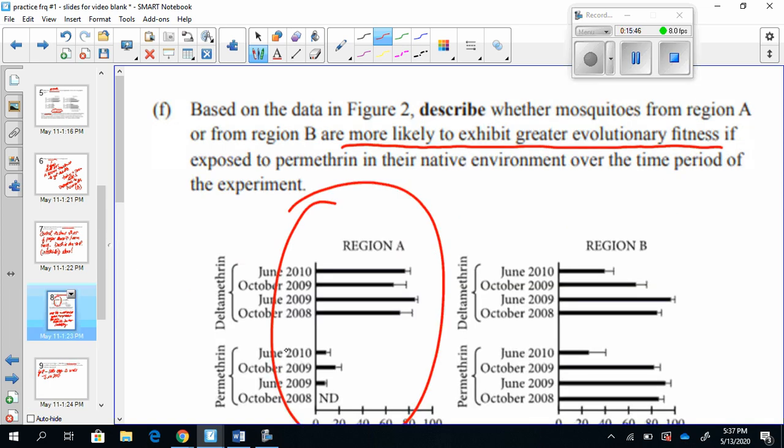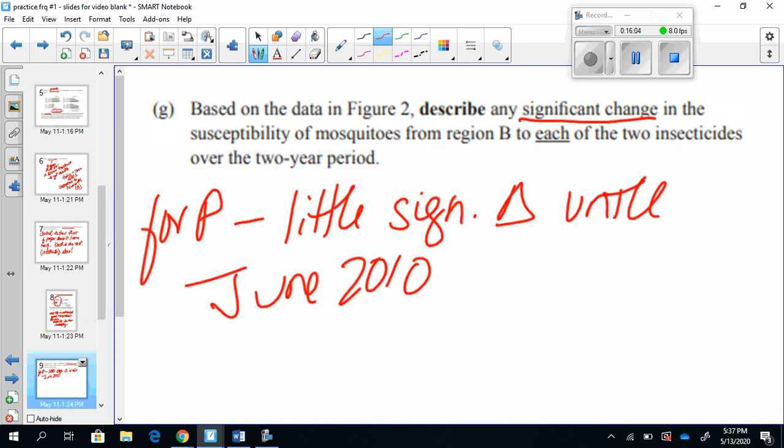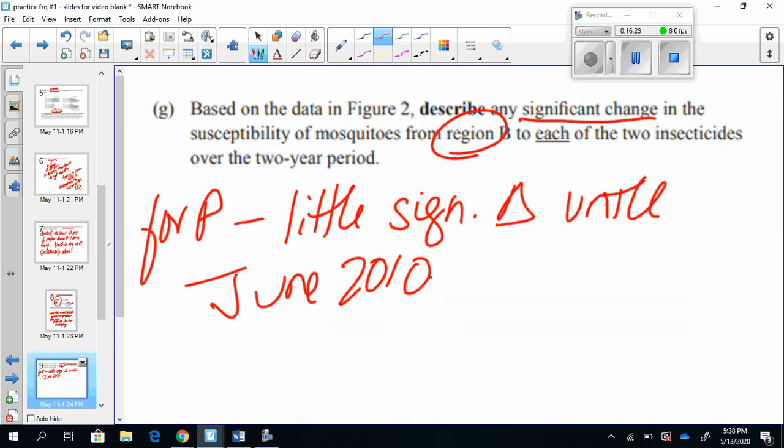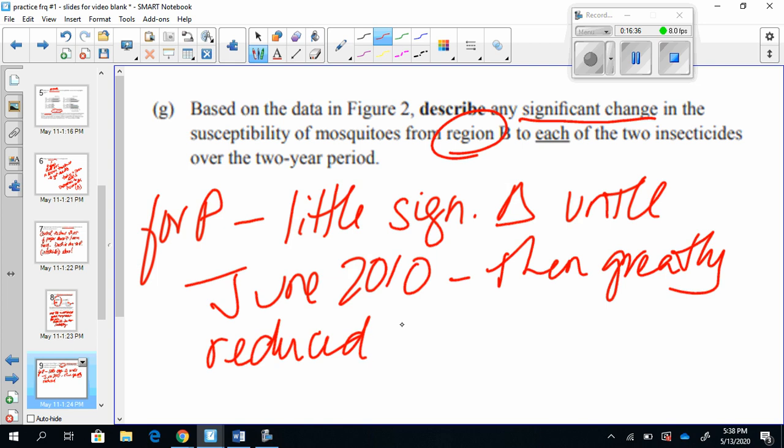All right. So for the P, it seems like there's a significant change there, but there doesn't really seem to be much of a change. And for D, oh, sorry, hang on, just a second. Only region B, only region B. So I'm not looking here. I'm looking here. I really thought I saw a much greater difference. So this seems to be no significant change. And then a huge difference right here. So from October 2009 to June 2010, way less P. All right. So little significant change until June 2010, then greatly reduced mortality.